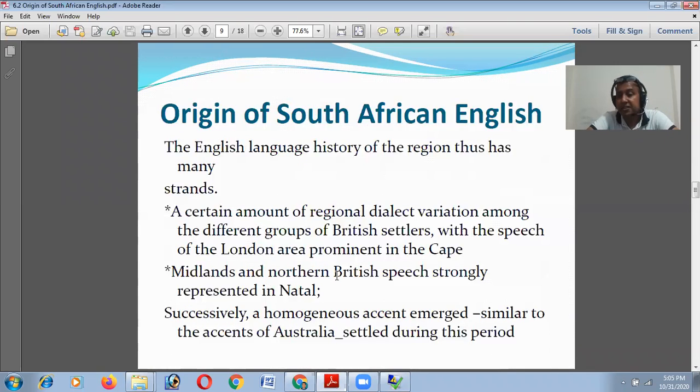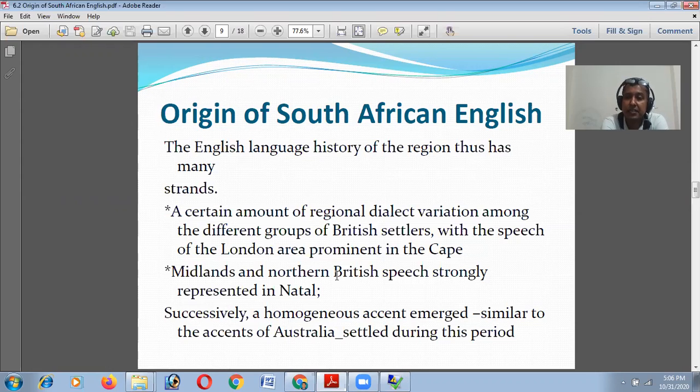So, the origin of South African English. Many people went over there after the British colony was established in South Africa. The history of the origin of the English language there has many strands, because not only the Dutch went there, British people went there, and many settlers from America went there. There was a certain amount of regional dialect variation among the different groups of British settlers, with the speech of the London area prominent in the Cape.